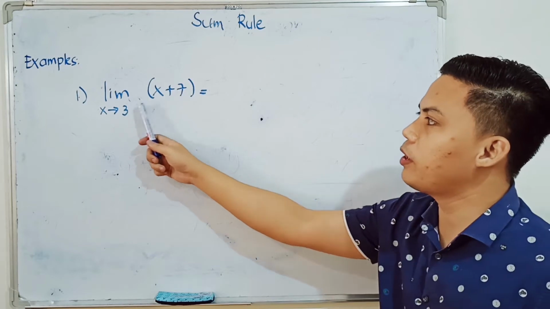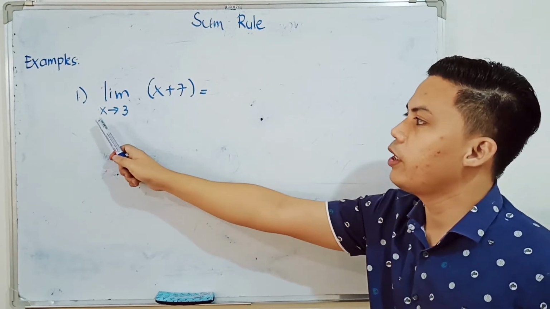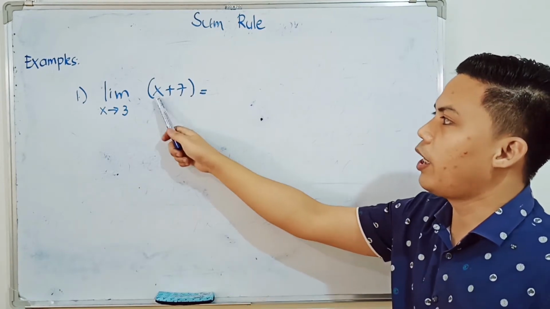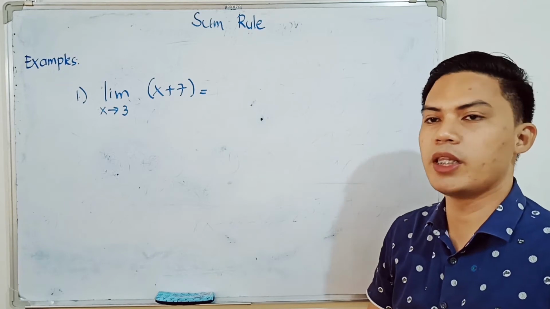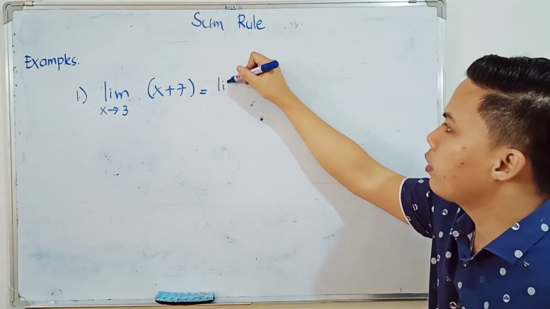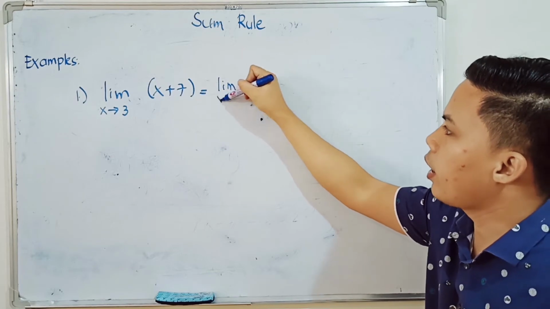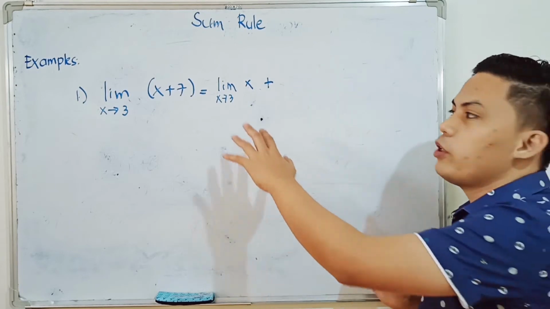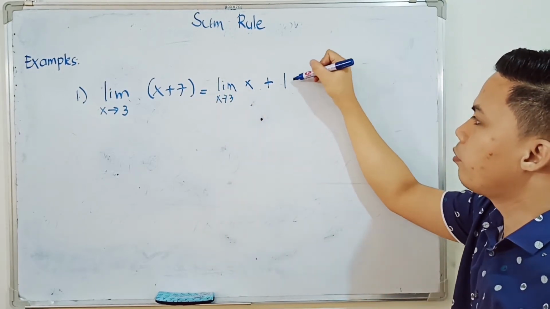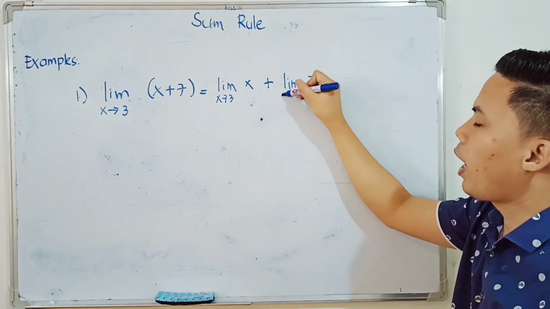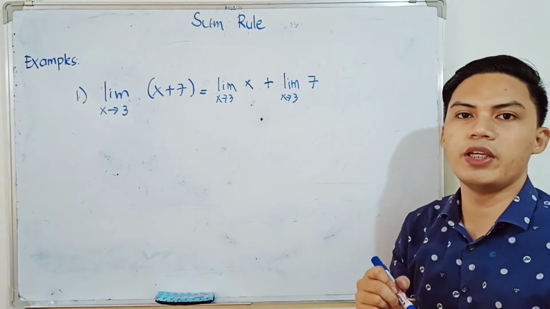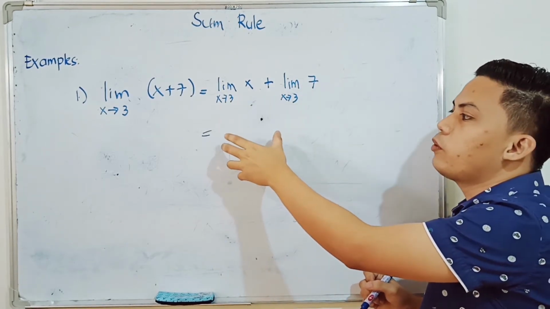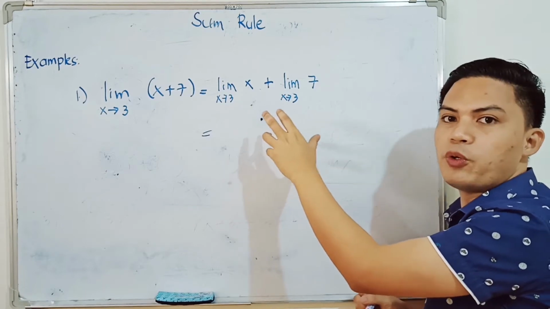So suppose we have the limit of the quantity x plus 7 as x approaches 3. Mapapansin natin, dalawa yung terms natin dito, si x at saka si 7. So pwede muna natin silang hiwalayin. We have the limit of x as x approaches 3. And i-add natin kung ano man yung magiging result dito sa next term natin, the limit of 7 as x approaches 3. So, kukunin natin yung bawat limits nila, then after that, pag nakuha na natin, that's the time we're going to combine or add them.